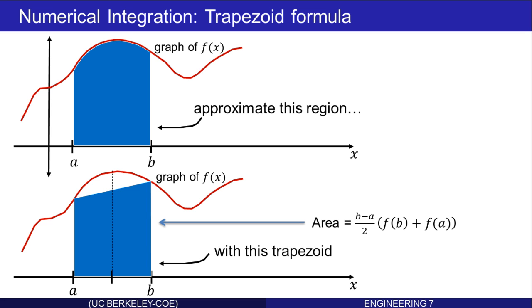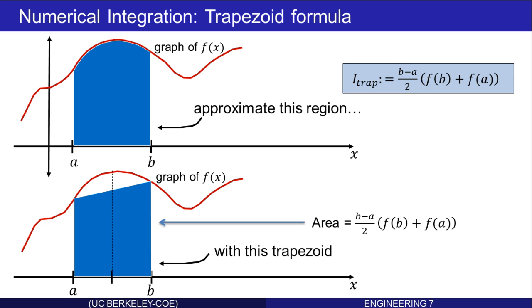Clearly, the area of this trapezoid is the average value of the height, f of B plus f of A divided by 2, times the width, B minus A. That's summarized in this expression. The trapezoidal integral is defined to be B minus A over 2 times f of B plus f of A.